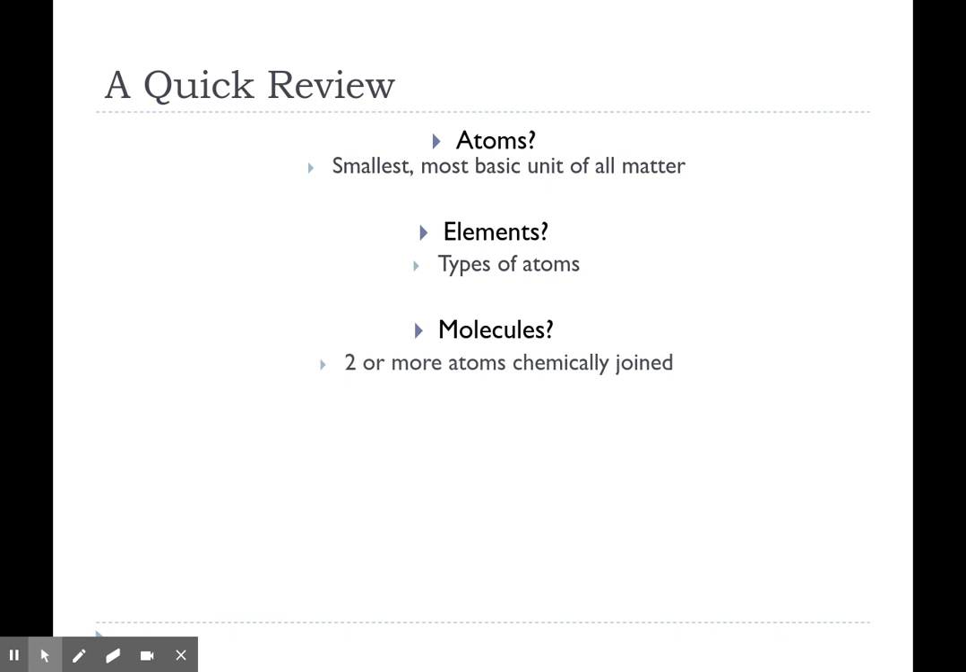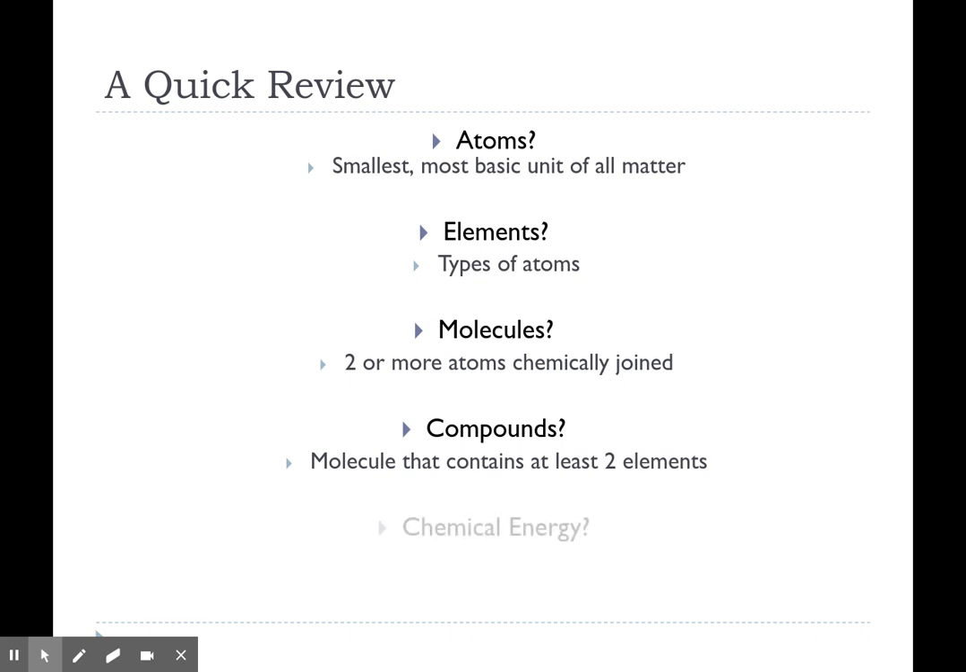They can be of the same kind or they can be different kinds, but either way, if you have two or more atoms combined, that's called a molecule. And then finally, or not finally, compounds are a type of molecule that has at least two elements in it. So if all of the atoms in a molecule are the same element, it is not a compound. If you have at least two elements chemically joined, then you do have a compound.